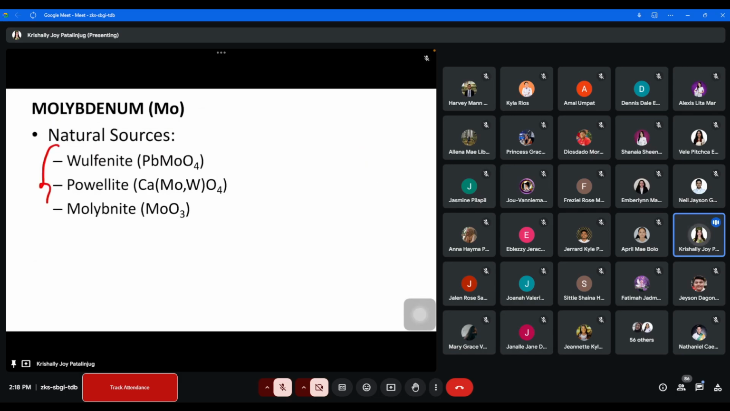These are the natural sources of molybdenum, natural minerals in the environment that contain molybdenum: lutenite, powellite, molybdenite.